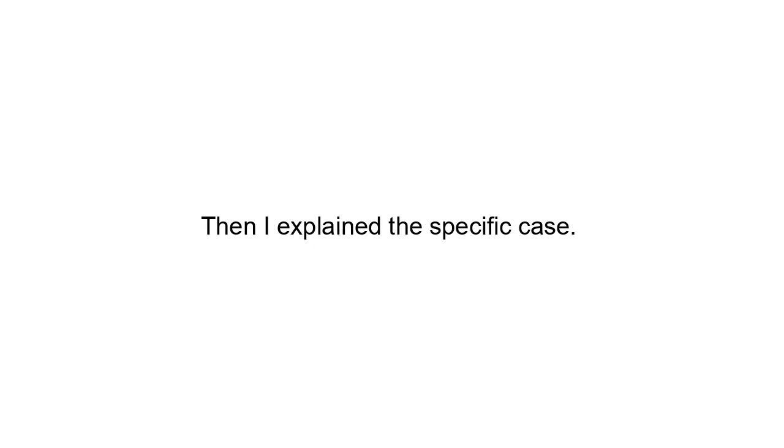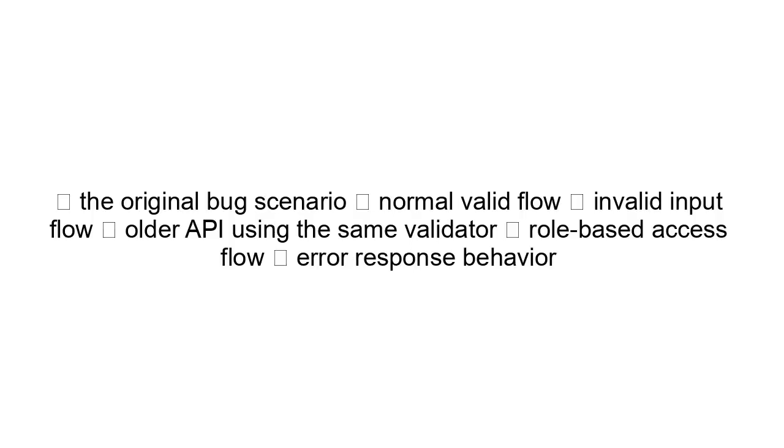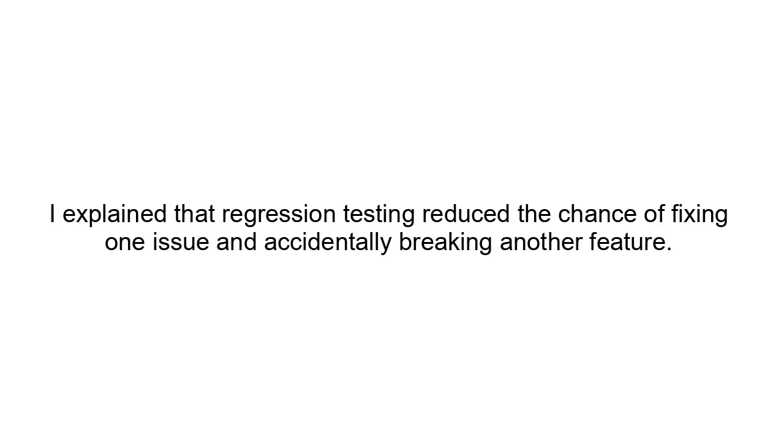Then, I explained the specific case. The bug fix changed a shared validation component used by multiple APIs. So we needed to test the original bug scenario, normal valid flow, invalid input flow, older API using the same validator, role-based access flow, error response behavior. I explained that regression testing reduced the chance of fixing one issue and accidentally breaking another feature.